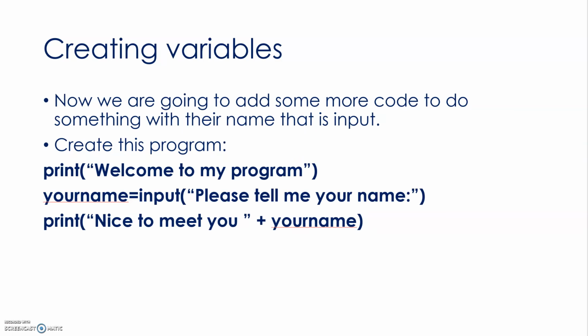So now if we add some more code to it: print welcome to my program, and my variable is called your name. If we look at that third line of code in bold there, your name equals input, please tell me your name, colon. Notice the quotation marks there and the brackets. And then underneath that, print nice to meet you and your name.